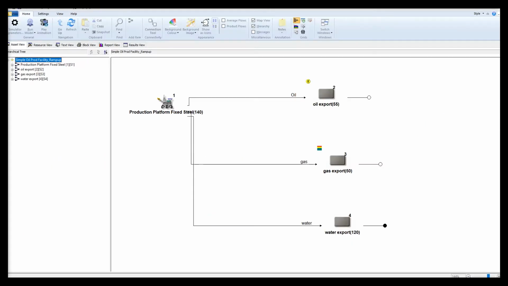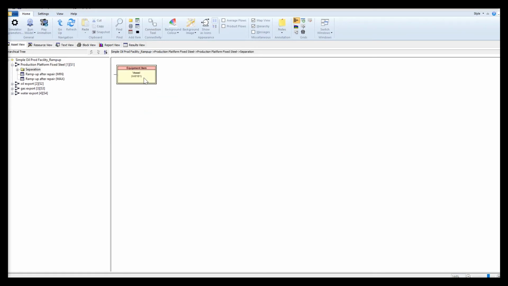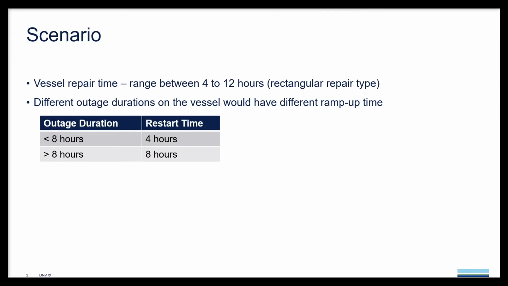So this example is a simple oil production facility with separation nodes, and our focus is on the single vessel unit located in the platform node. Any failures on this vessel would shut down the network between 4 to 12 hours. And there would be different ramp-up times for the different outage durations on the vessel.